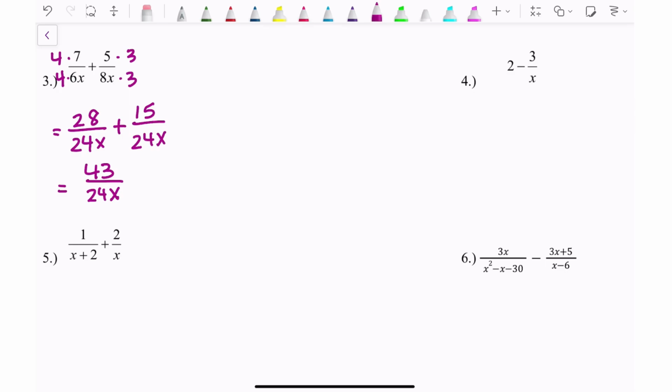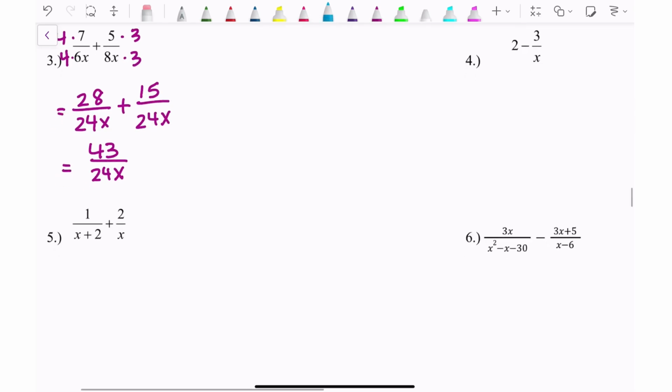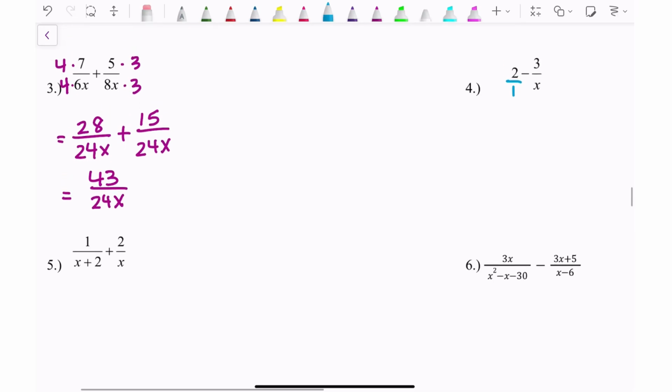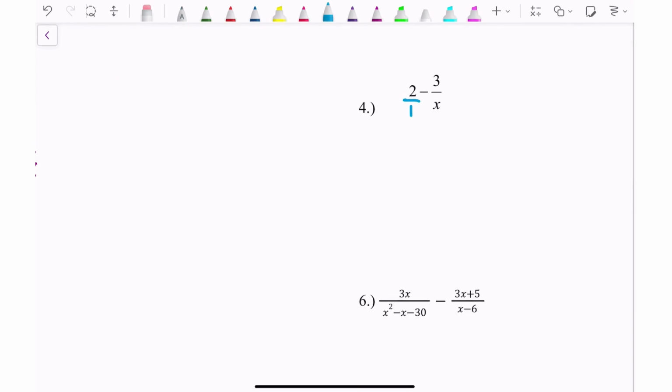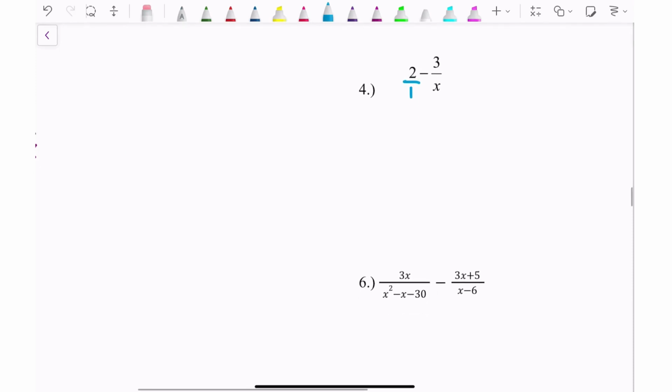All right, number 4, I have 2 over 1 minus 3 over x. Anytime you have a whole number, you're going to want to write it as something over 1. So the other fraction has a denominator of x, so I can just multiply this fraction by x, top and bottom, to make it be over x. So now I have 2x over x minus 3 over x. So now I'm ready to subtract across the top, 2x minus 3, and write it as one denominator.